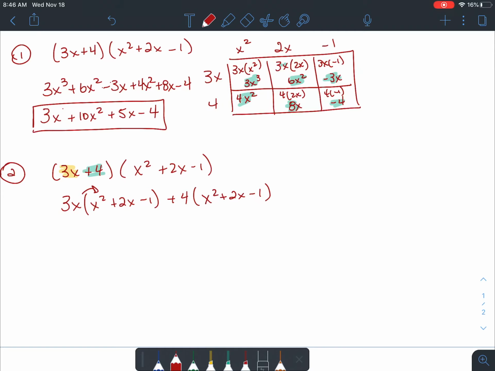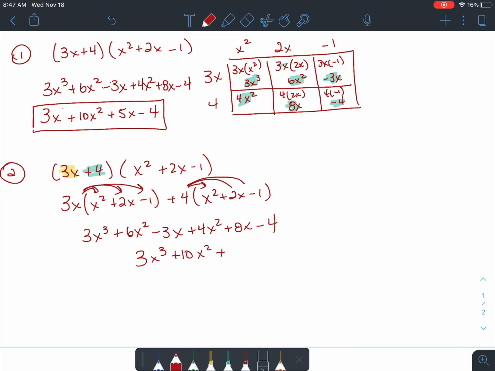So 3x times x squared is 3x cubed. 3x times 2x is 6x squared. Then you have 3x times negative 1, which is minus 3x. Same thing on the other side. Plus 4 times x squared is positive 4x squared. 4 times 2x is 8x. And then 4 times negative 1 is just negative 4. And you still have the same combination as we did before. So you have 3x cubed plus 10x squared plus 5x minus 4. And you're good to go.